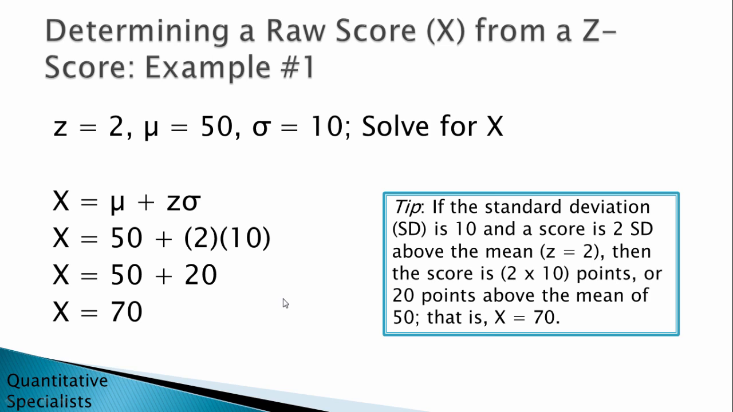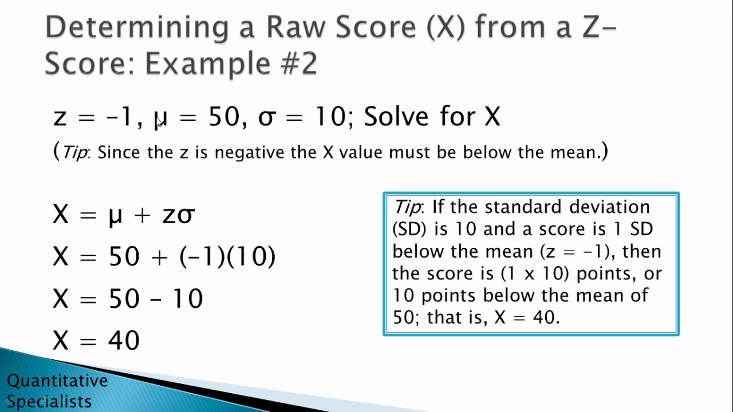So in other words, what this is saying is if we know our standard deviation is 10, and our z indicates the number of standard deviations a value is from the mean, so we're 2 standard deviations from the mean, each standard deviation is worth 10 points, then we're 2 of 10 points, or 20 points, above the mean. 20 points above the mean of 50 gives us the 70.